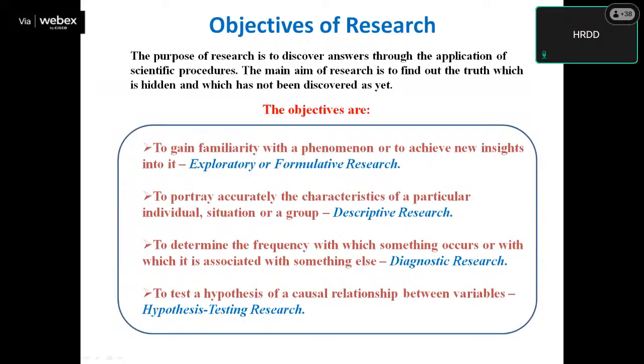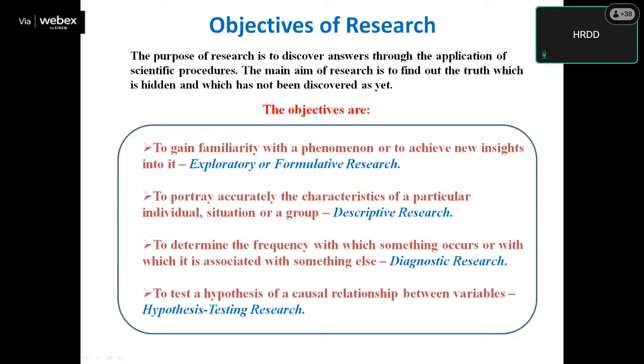To portray accurately the characteristics of a particular individual, situation, or a group. So that is descriptive research. You define the group or you research on a group of people. The psychology type of research comes under descriptive. To determine the frequency with which something occurs or with which it is associated with something else. That is diagnostic research. And finally, to test the hypothesis of a causal relationship between variables. In hypothesis testing research, there is a hypothesis, something which you propose, which has not been proven, and you do research to prove that hypothesis.